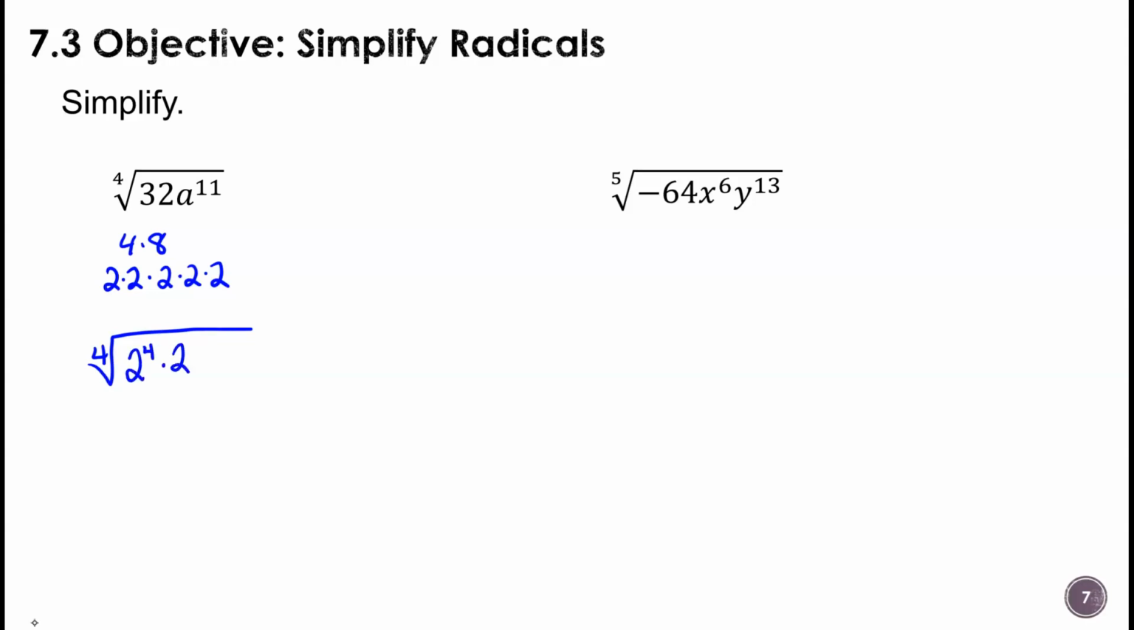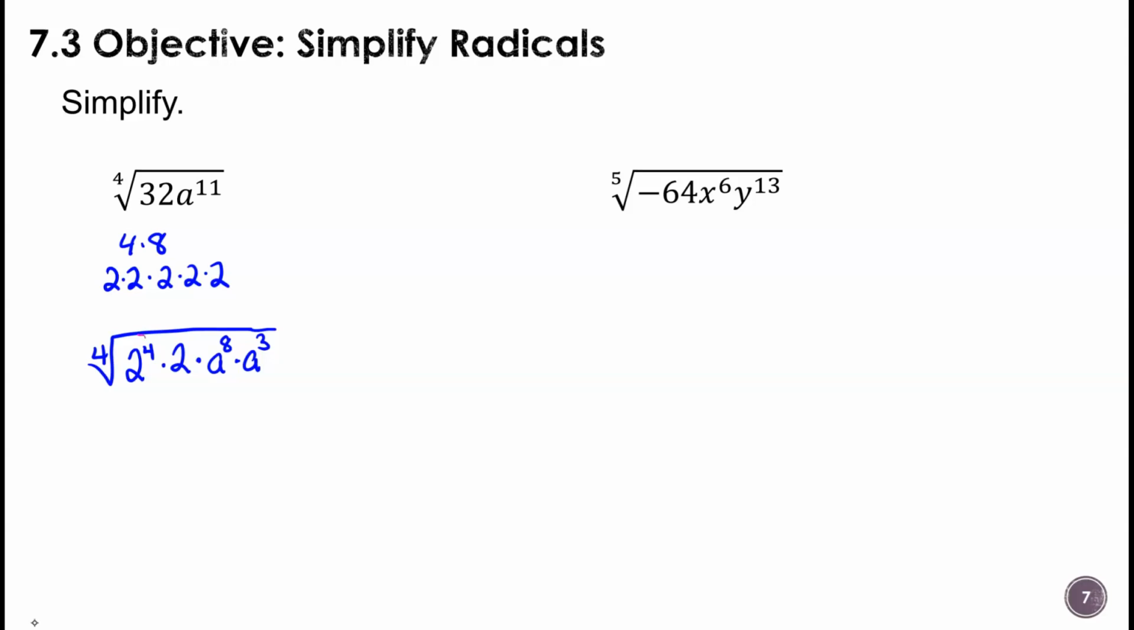So 2 to the 4th times 2. And on the a to the 11th, I need an exponent divisible by 4. So that's going to be a to the 8th times a to the 3rd. Now remember, 8 plus 3 is 11, so that goes back to the rules of exponents when I'm multiplying. That's why I can split this any way I need to. In this case, I needed one exponent to be divisible by 4, and I needed that to be the biggest possibility. Whatever's left over will be my other exponent.